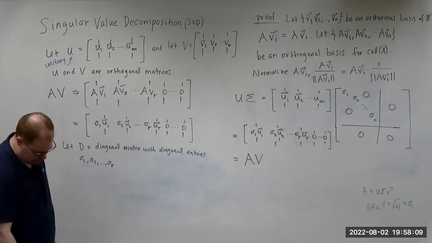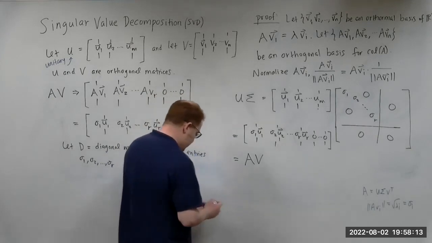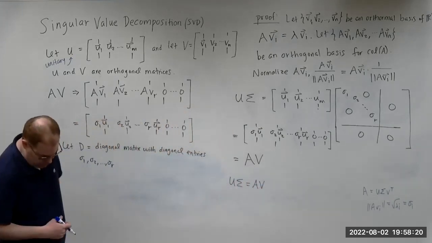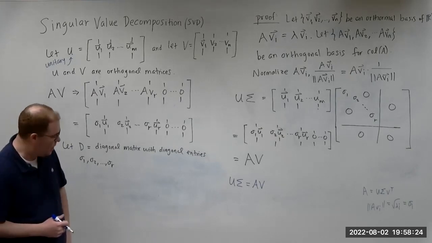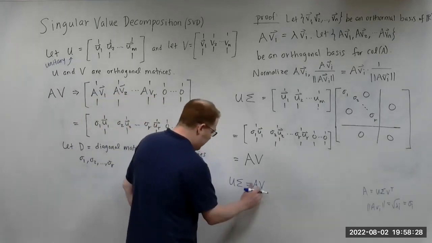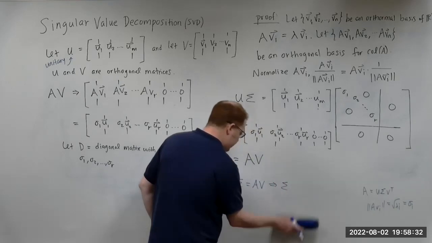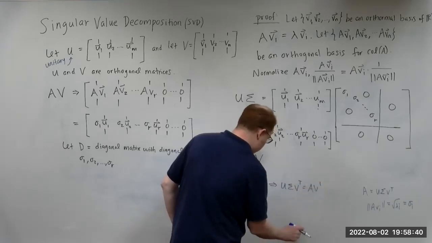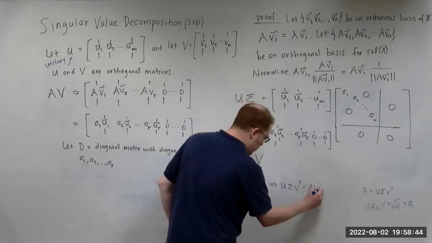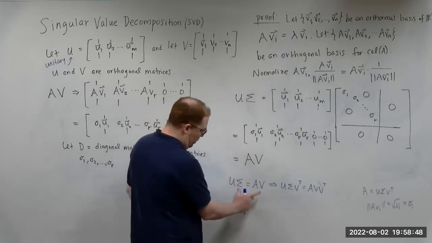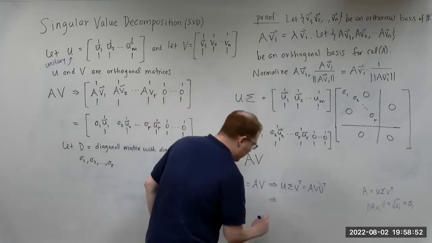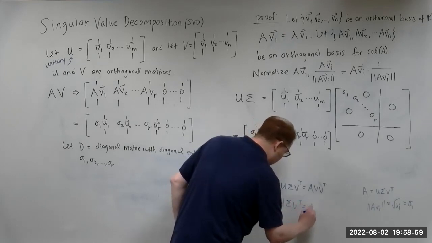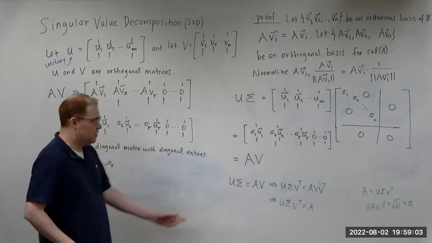Now, from here we have U sigma equals A V. What we can do is multiply both sides by V transpose. We just showed that these are equal, and so we end up getting U sigma times V transpose equals A. The reason we get A there is because this is V times V transpose.